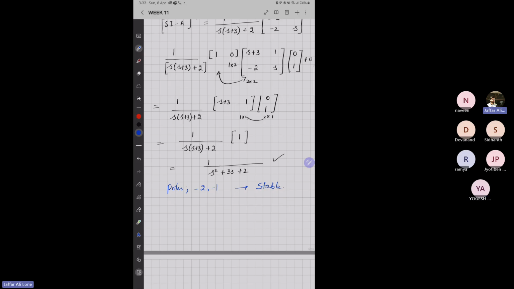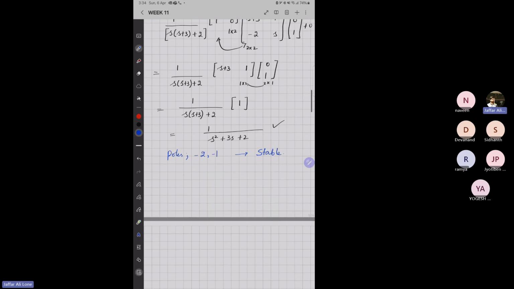But again, this is a very long process. If you have to judge stability given a state model, you cannot get a transfer function, then from the transfer function get poles. So what was the A matrix that was given? A matrix was given as 0, 1, -2, -3. So this was my A matrix, and there were B matrix and C matrix as well.